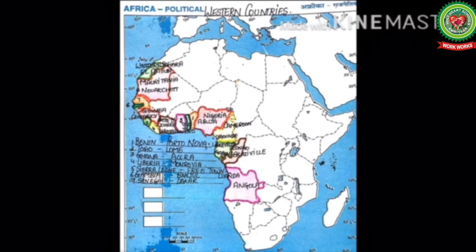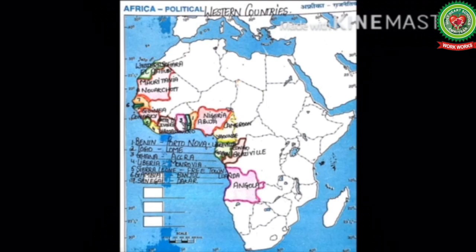The next country is Liberia and its capital is Monrovia. This is a hot country covering an area of about 43,000 square miles. It is home to around 700 species of birds. The next country is Sierra Leone. Its capital is Freetown. By the word Sierra Leone we mean roaring mountains.